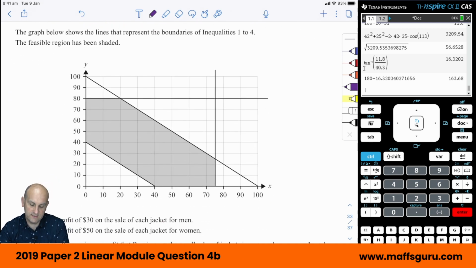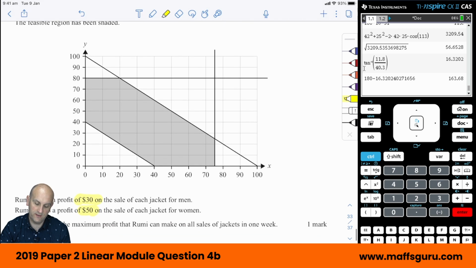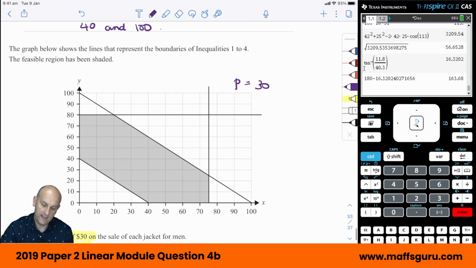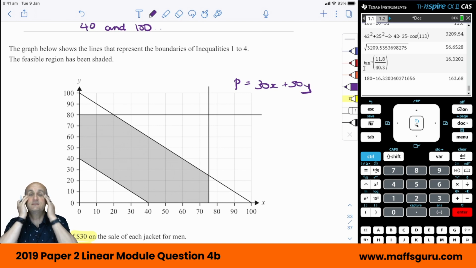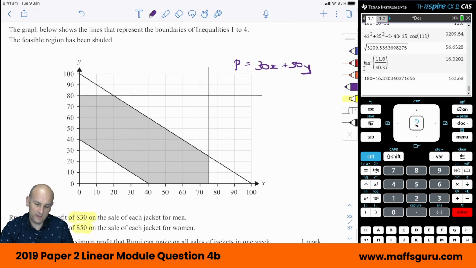Rumi makes a profit of $30 on the sale of each jacket for men and a profit of $50 on the jacket for women. Determine the maximum profit that Rumi can make on all sales of jackets in 1 week. All right, so first things first, we know that our profit function, objective function, would be 30X plus 50Y. I think I'm going slowly mad doing these questions, because I'm talking to myself. 30X plus 50Y. Determine the maximum profit she can make in 1 week.